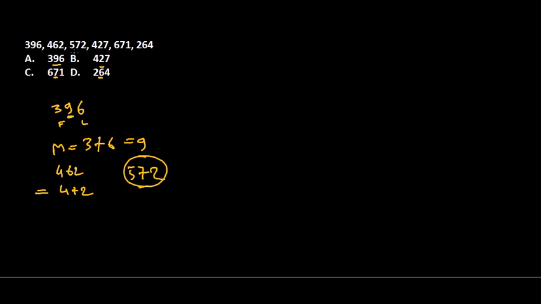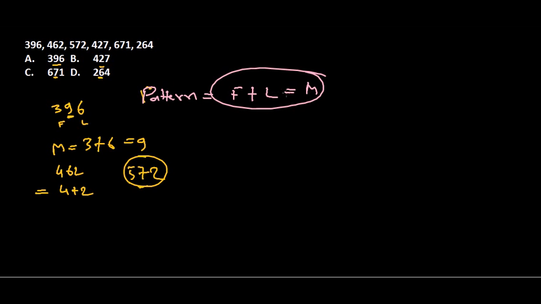So we can see the pattern in this case: first plus last is giving you the middle one. If this is the pattern throughout, then whichever value is not following that pattern is going to be the odd one.